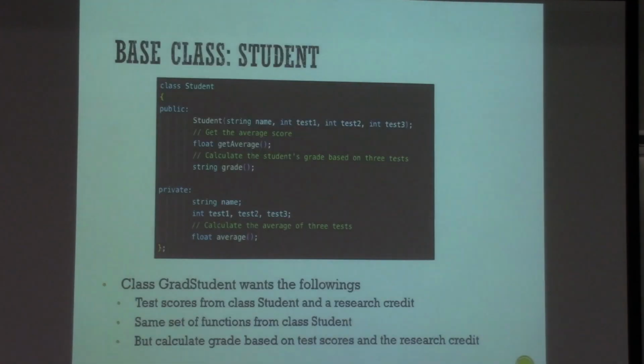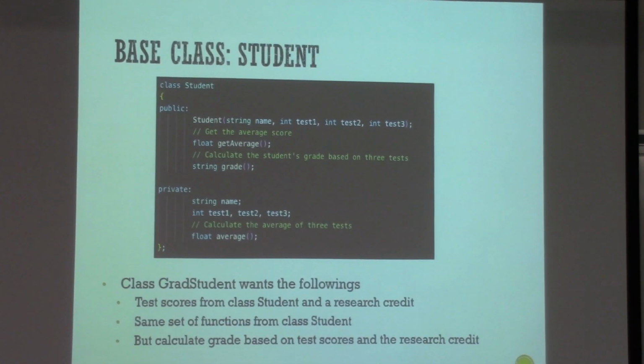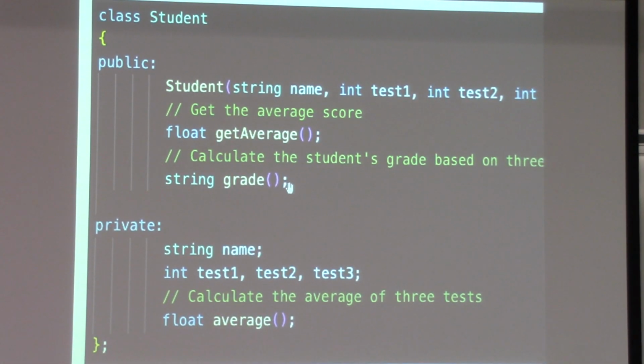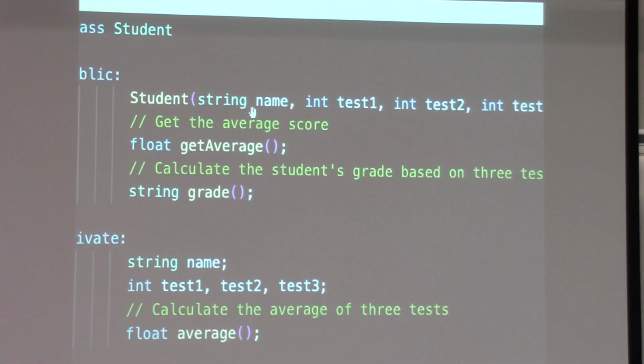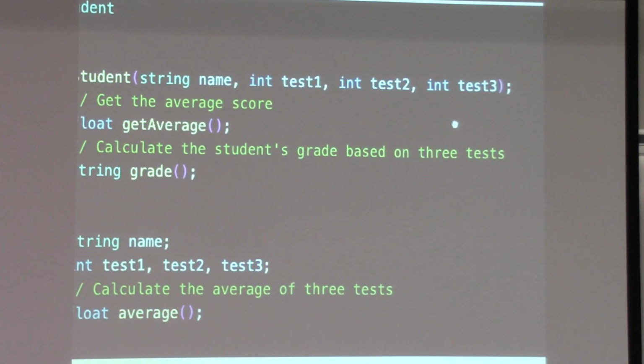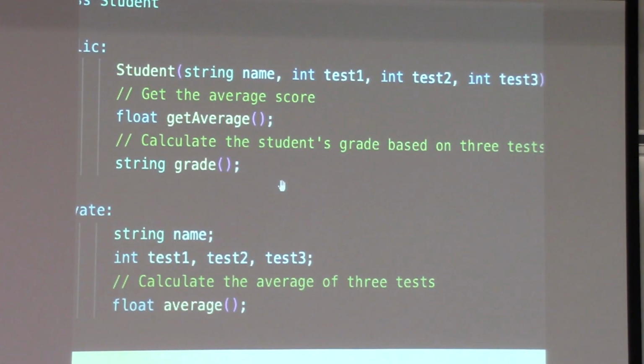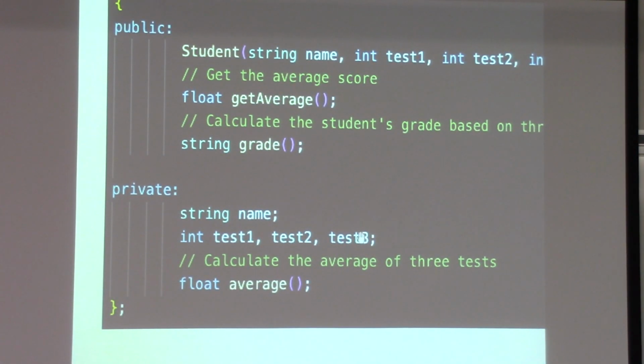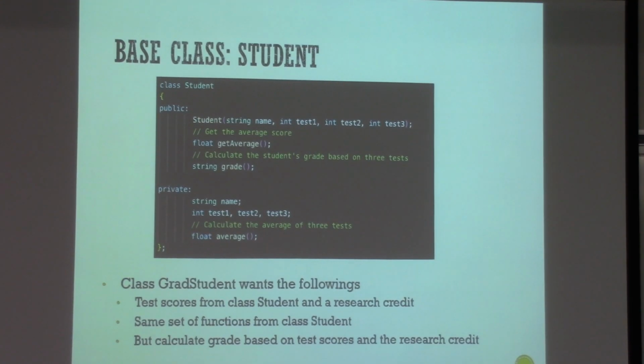All right, let's look at constructor and function overloading. Here's my setup for my base class. I have class student, the same class that you should be very familiar with right now. I've been using student for learning examples. It takes in a constructor: name, test one, test two, test three, to initialize it. Two functions, one getter to get average, one to calculate grade. Private members: name, test one, test two, test three. And the calculation of average down here is also private. So that's my setup of student.